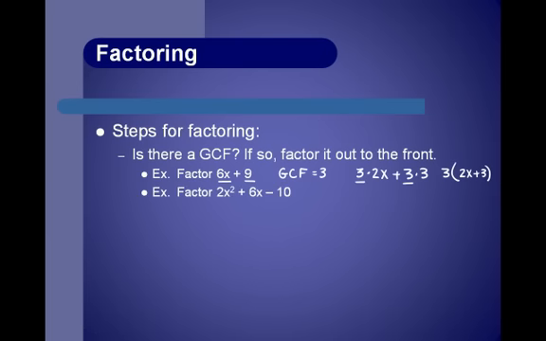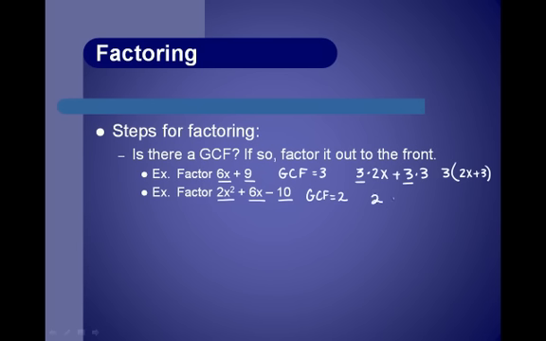Second example, factor 2x squared plus 6x minus 10. Is there a number that will divide evenly into each of the 3 terms? Well, 2x squared, 6x, and 10 all have a factor of 2. So the greatest common factor is 2.